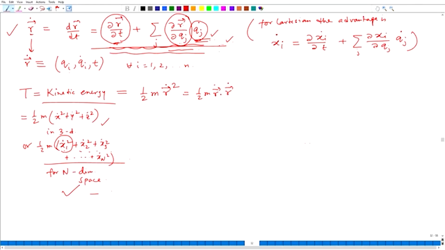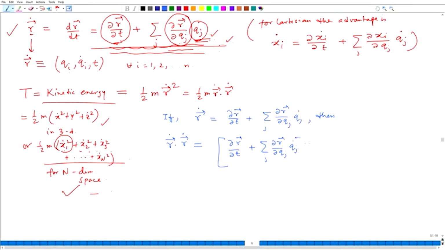If I have r dot equal to del r del t plus summation over j del r del qj times qj dot, then r dot contracted with another r dot will simply be given by del r del t plus summation over j del r del qj times qj dot, scalar product with del r del t plus summation over another index k, del r del qk times qk dot, and I want now T.